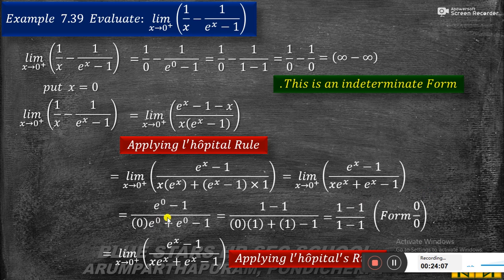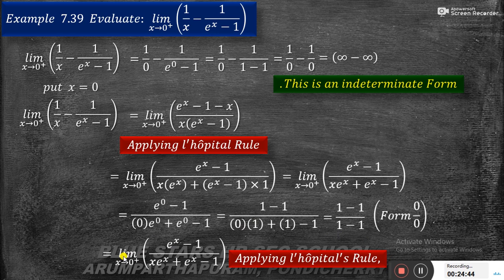So the next step: now I substitute x equal to 0. So e power 0 minus 1 by 0 into e power 0 plus e power 0 minus 1. Therefore e power 0 is 1, so 1 minus 1 by 0 into 1 is 0, plus 1 minus 1. So 1 minus 1 by the denominator, which is also 1 minus 1. 1 minus 1 is 0, so the answer is 0 by 0. So 0 by 0 is an indeterminate form. So again I apply L'Hopital's rule.